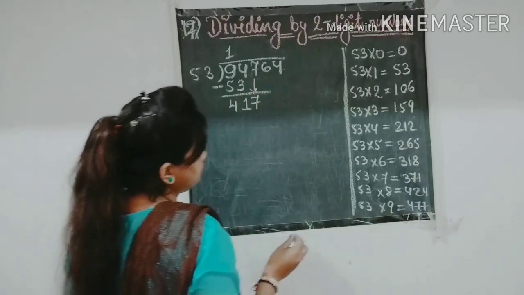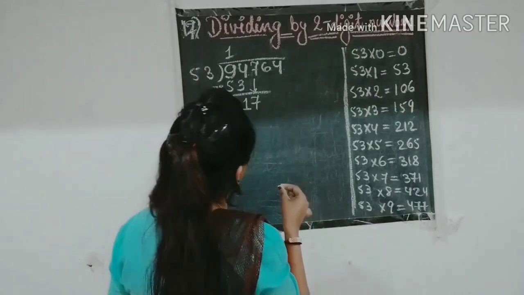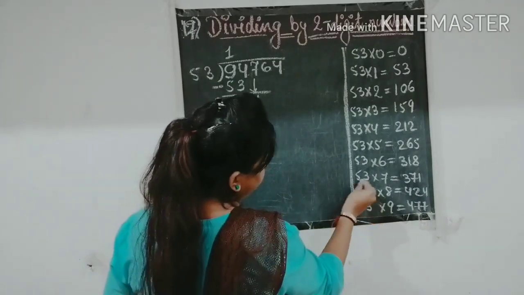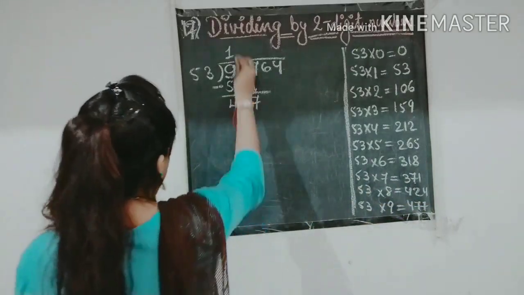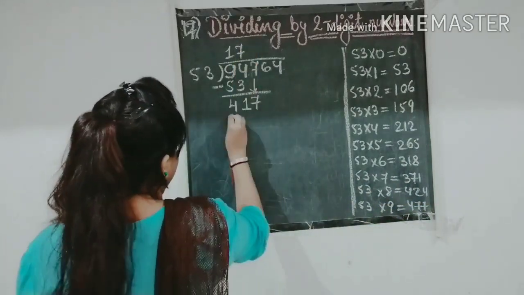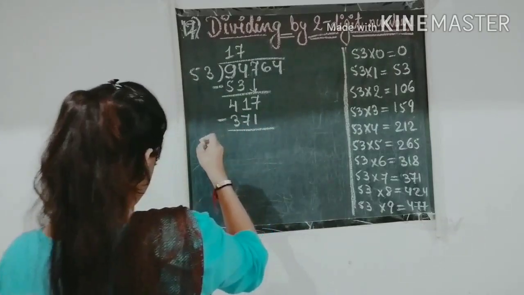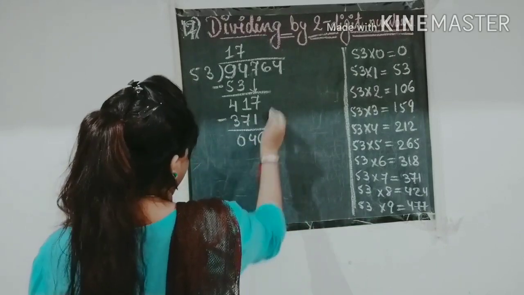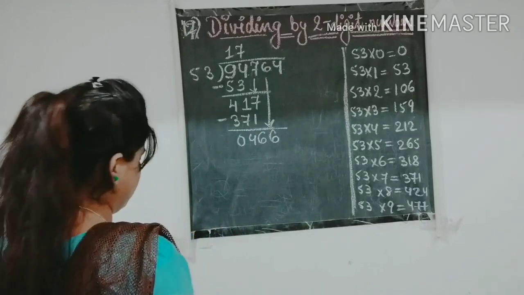Now take the nearest number to 417. Which number is the nearest number? We have 53 7s are 371. So write here 7 and here 371 and subtract. You will get 46. This will become 0 and now this 6 will come down.